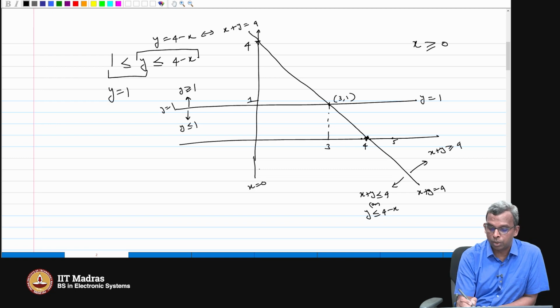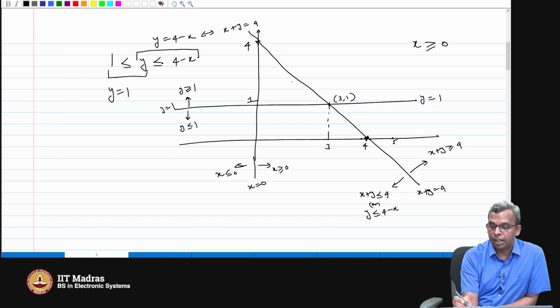This is x equal to 0, on this side you have x greater than or equal to 0, and on this side you have x less than or equal to 0. So, I know I am to the right of this line, I am below this slanting line, right, I am here, I am here, I am here, and that will be this region.